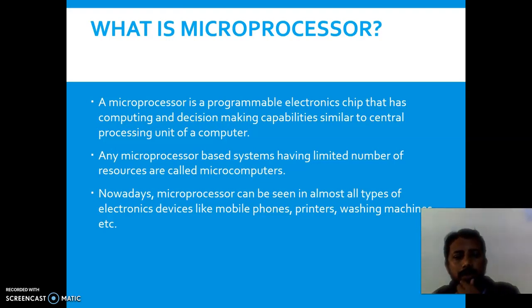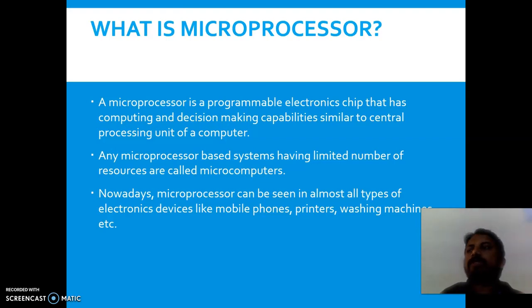So here, the 8085 or 8086 or any microprocessor will first be programmable. Next, it does computing. Next, it does decision making. These are the two processes it performs.